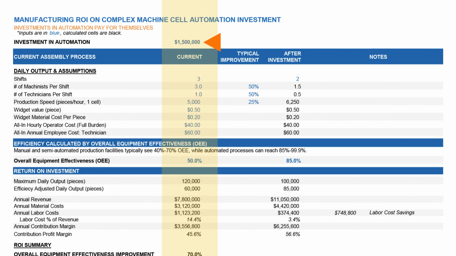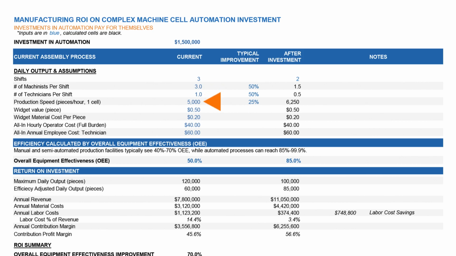Column C is for you to add your current operations details, which could either be manual or automated. Then column F will show you results like ROI and OEE after making an investment in Weber's screw driving automation. So first, let's say you are currently running 3 shifts and the number of machinists you have per shift is 3 as well. Number of technicians you have per shift is 1.